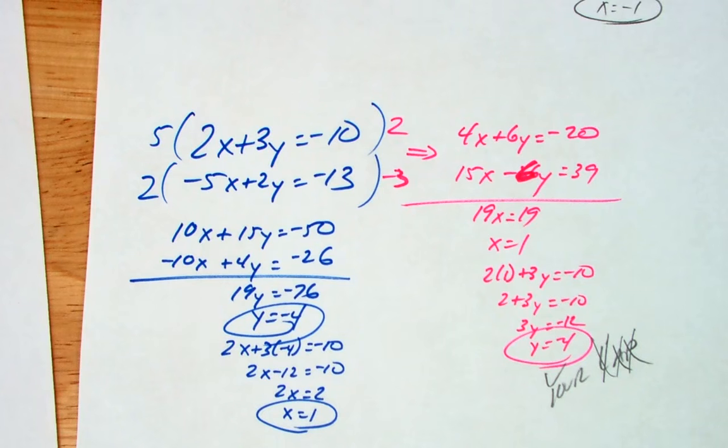Nope, you don't have to graph it. No graphing today on the new information. Yeah. Y is -4. Yes, it is negative 4. And x is 1. Good. Okay.